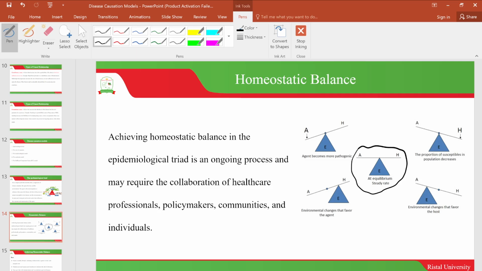You will always have environmental changes happening, either in favor of the host or in favor of the agent. In this case, it is in favor of the agent, and in this case, the environmental changes are in favor of the host. Okay, so that's why we have, for example, peaks in malaria. When we have a lot of rains, then we are going to have a lot of malaria cases. But when it is relatively dry season, then you're going to have fewer malaria cases. So you have a swing.